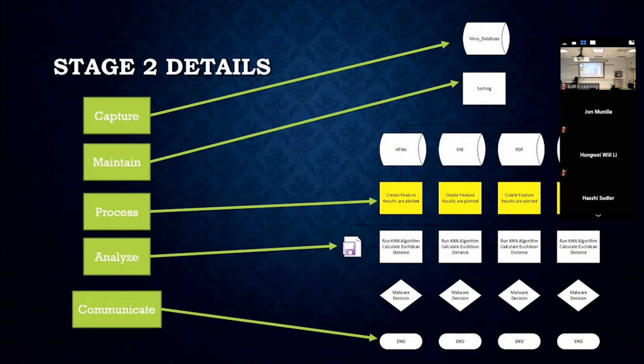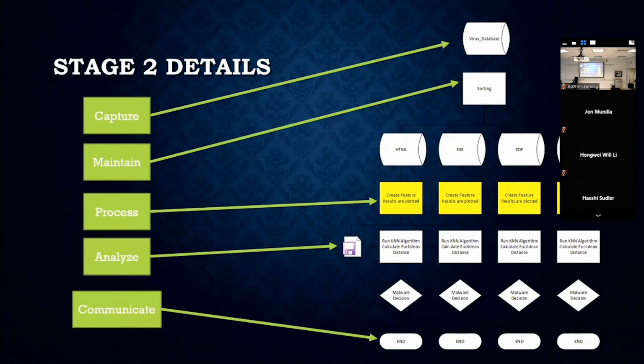So we're going to get our virus database in order to compare against. That's our capture stage. After we've captured and have our virus database, we're going to go into the next stage, which is the sorting. We take a look at all the files we have and we're going to sort them accordingly. We can sort by HTML, exe, PDF, whatever the file type is, so we get a good representation of what that file is.